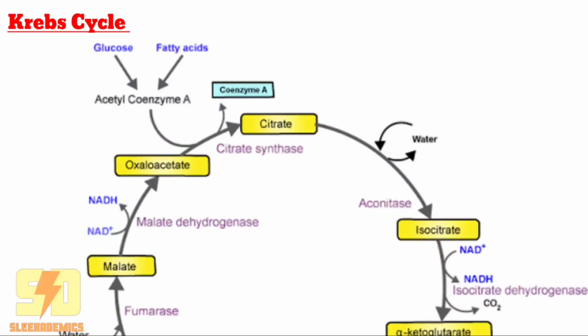The citrate is further rearranged into a different structure, still maintaining its 6-carbon structure, though simply rearranged. That is why it is now called isocitrate. And this rearrangement occurs by loss and gain of water and is facilitated by an enzyme known as aconitase.